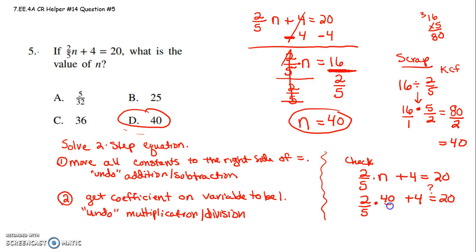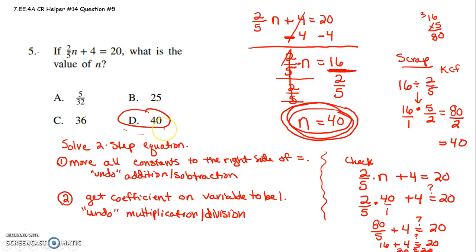So 2/5 times 40. 40 is the same as 40 over 1. 2 times 40 is 80. 5 times 1 is 5. Plus 4. I'm hoping that will equal 20. Well, 80 divided by 5, I know 5 times 16 got me 80. So 80 divided by 5 is 16. I'm hoping 16 plus 4 is 20. And what is 16 plus 4? 16 plus 4 is 20. 20 equals 20. Check, check. That means my actual value I got for n, that 40, is totally correct. All right, I hope that helps.